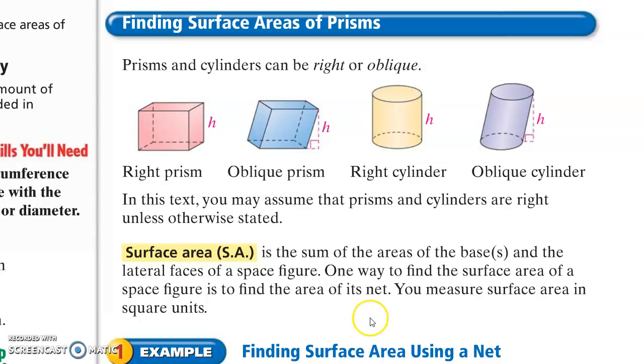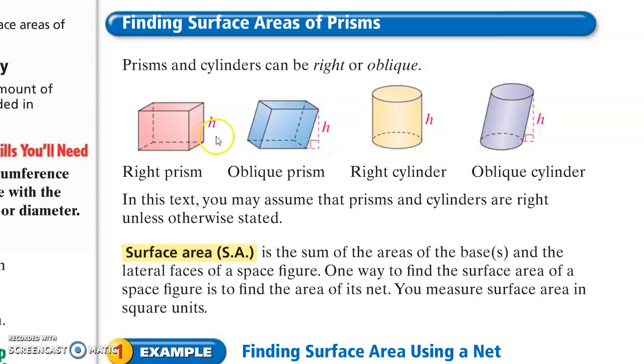Now, going back to our textbook, they give you a few more definitions. They say prisms and cylinders can be either right or oblique. Right prisms and right cylinders are perpendicular to their base. So the base on the bottom has a perpendicular line going straight up and down for the right prism and the right cylinder. Oblique is just a fancy way of saying slanted: this oblique prism is kind of pushed over, and the same thing goes for this oblique cylinder.